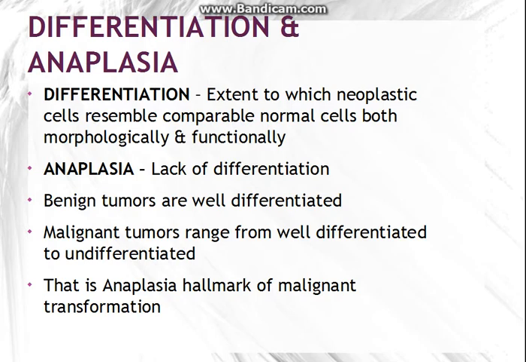Now going to differentiation and anaplasia, another terminology used. What is differentiation? Differentiation means the extent to which the neoplastic cells resemble the normal cell, both morphologically and functionally. And anaplasia is just the lack of that differentiation. For example, the benign tumors, they are well differentiated, whereas the malignant tumors are known to depict the features of anaplasia, and they also range from well differentiated to undifferentiated.